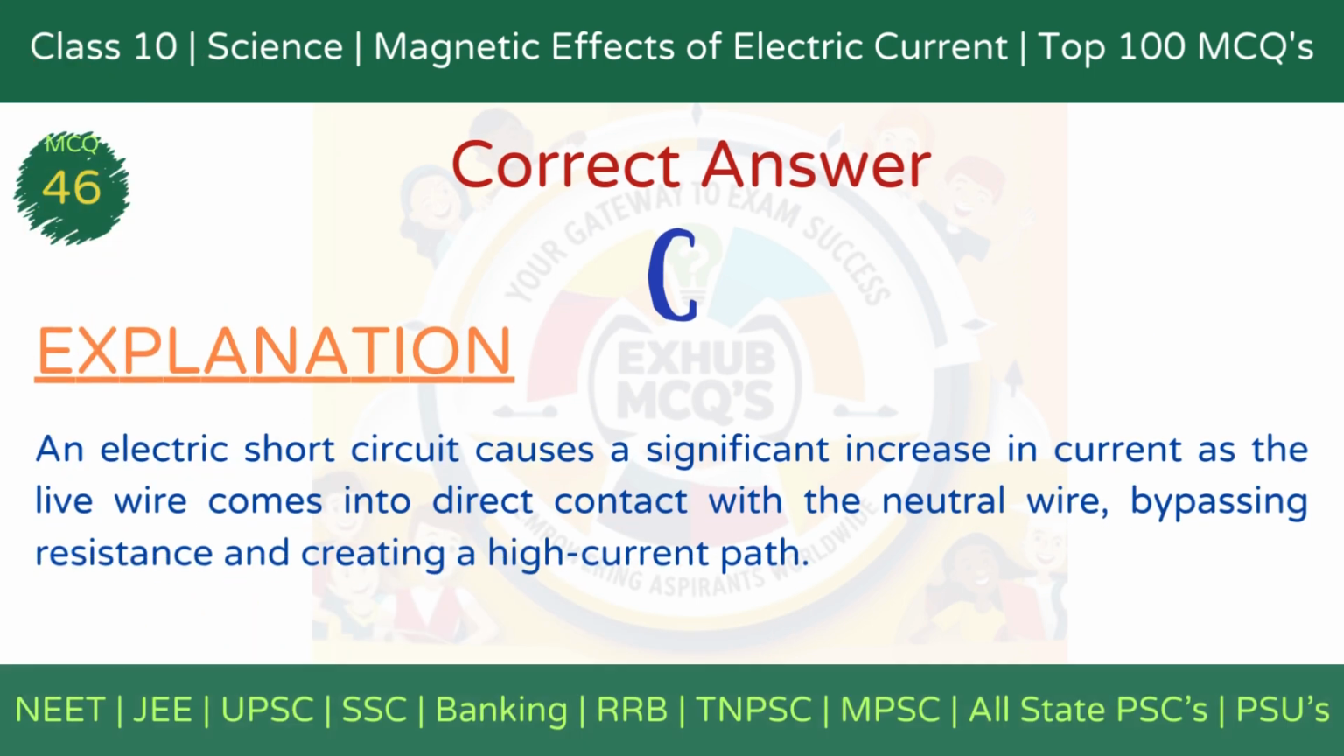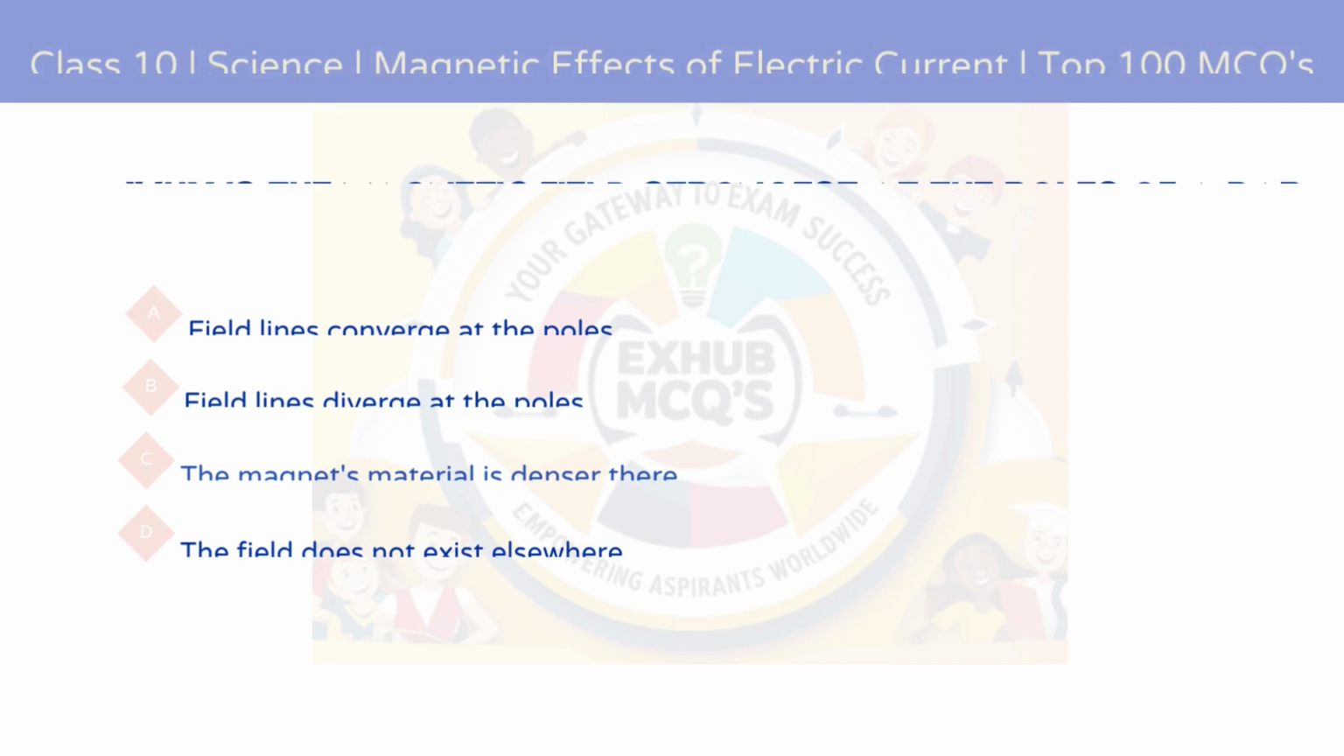The correct answer is option C, current increases heavily. Explanation: an electric short circuit causes a significant increase in current as the live wire comes into direct contact with the neutral wire, bypassing resistance and creating a high current path.